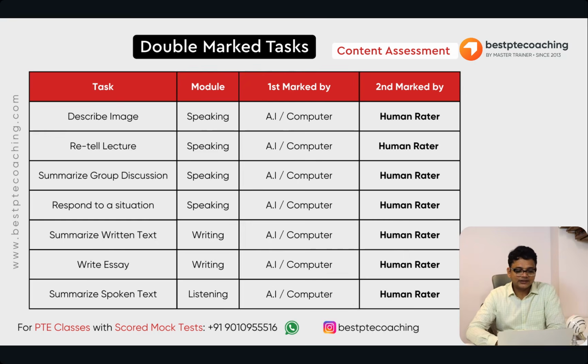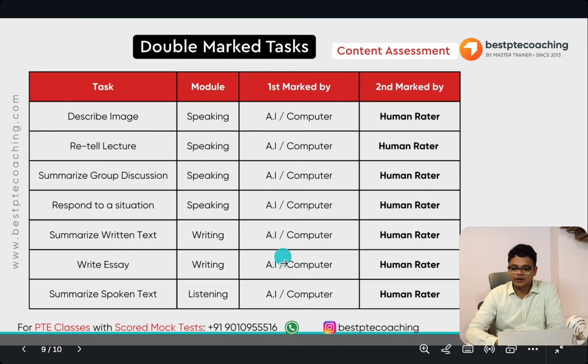So these 7 tasks: describe image, read a lecture, summarize group discussion, respond to situation, summarize written text, essay, summarize spoken text. All these 7 tasks are going to be double verified. First, the whole assessment is done by AI. Only content is assessed by the human.